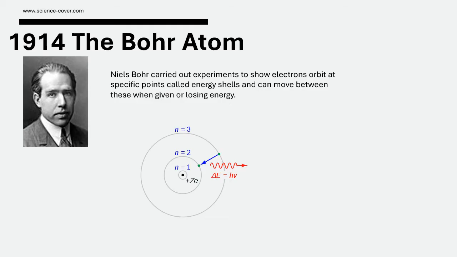In 1914, Niels Bohr carried out experiments to show that the electrons orbit at specific points called energy shells, and that they could move between these shells when they were given or losing energy. And so rather than having all of the electrons in one single shell, we knew now that the electrons were in separate shells.